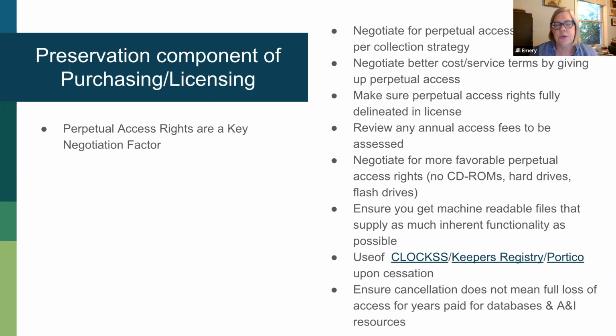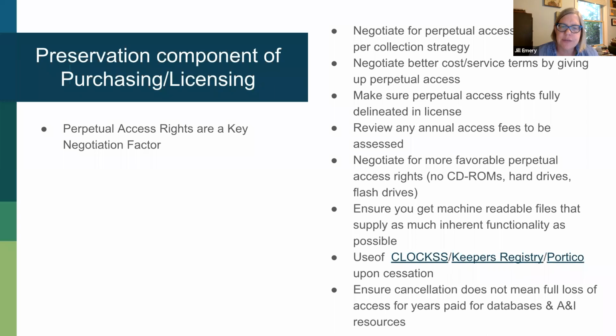You want to ensure that you are getting machine readable files and not just something that you would have to place somewhere else. You want to look at whether there is the use of CLOCKSS or the Keepers Registry from ISSN or Portico upon cessation, and maybe having that third-party preservation of the content works for you, and that you don't need to have any sort of local solution for collecting things with perpetual rights that you then end up hosting in some way.